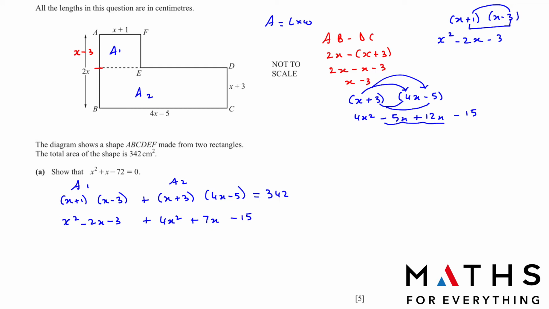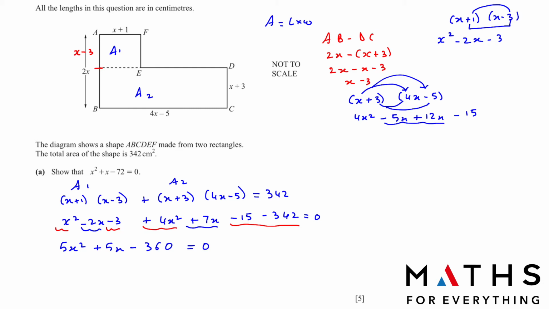The 342, bring it on the left hand side, the sign will change. Now the like terms, we have to add them together. x squared plus 4x squared will be 5x squared. And negative 2x plus 7x is plus 5x. And then we have the numbers, negative 3, negative 15, and negative 342. This will give us negative 360, is equal to 0.